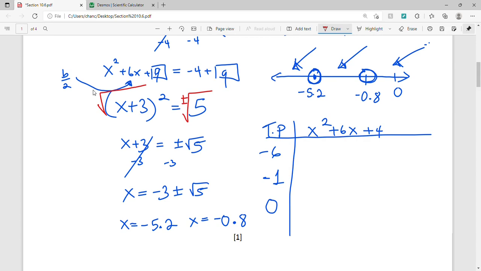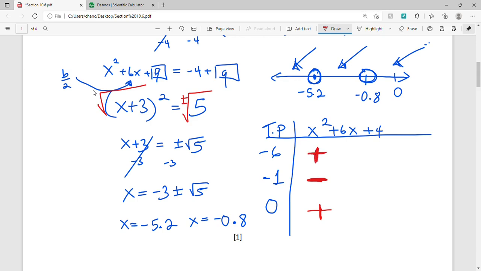Right? We don't really care about the value, all we care about is that it's a positive number. If we were to plug in negative 1 into x squared plus 6x plus 4, you're going to get a negative result. Check that work on your own. Plug in negative 1 squared plus 6 times negative 1 plus 4, you'll get a negative number. And if you use negative 6 into x squared plus 6x plus 4, you're going to get a positive number.